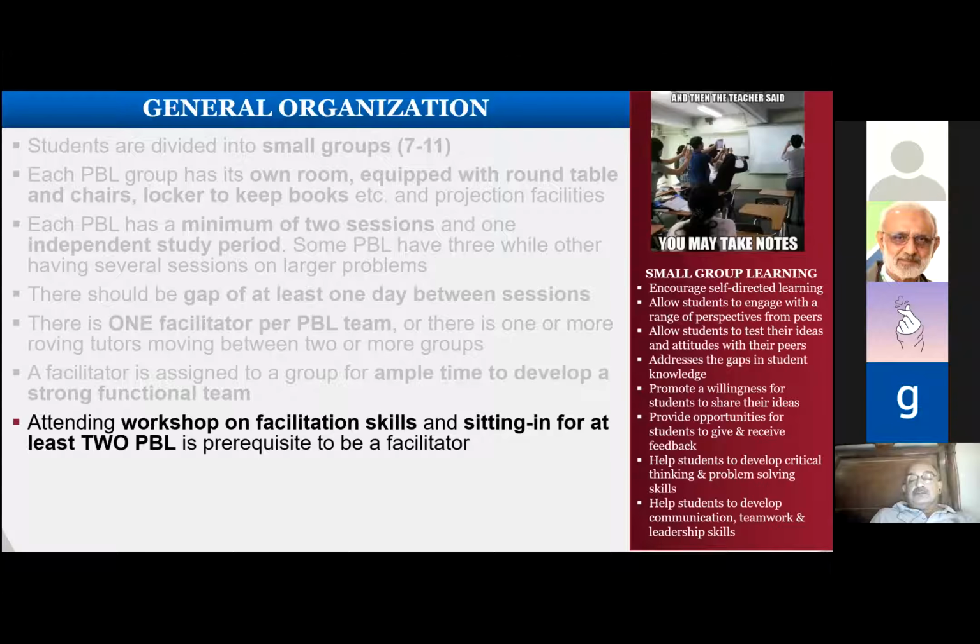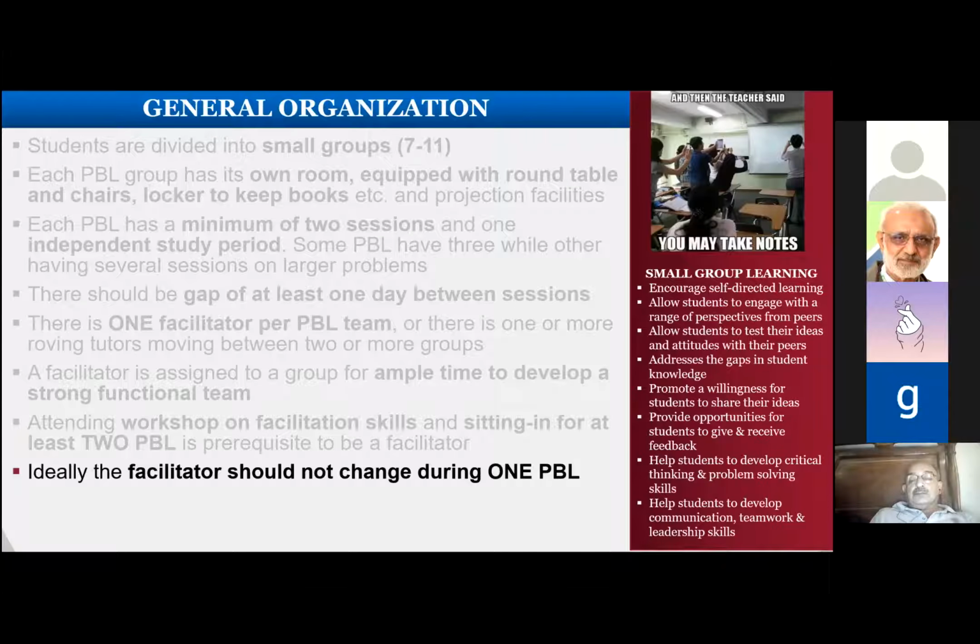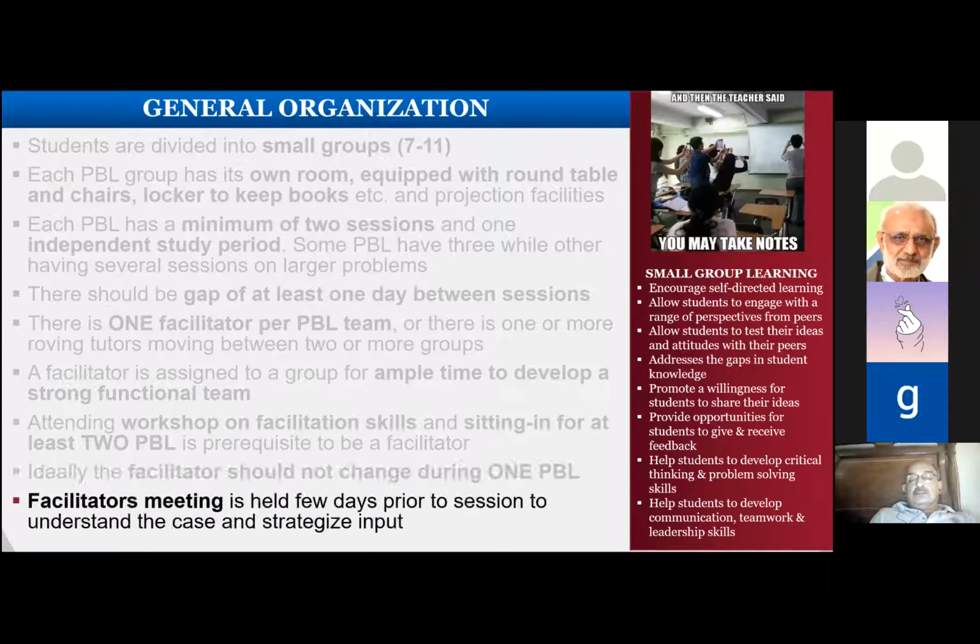Attending a workshop on facilitation skills is compulsory, and sitting for at least 2 PBLs is a prerequisite for the facilitator to be an independent facilitator for a group. Ideally, a facilitator should not change during one PBL. That is, there is one facilitator in one session, and then they have some more academic work to do, and somebody else replaces them. That will not be good for the group functioning.